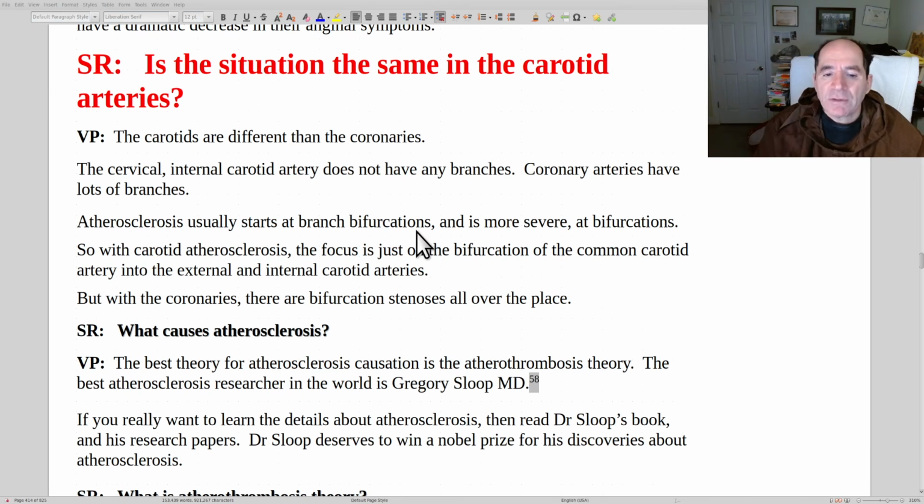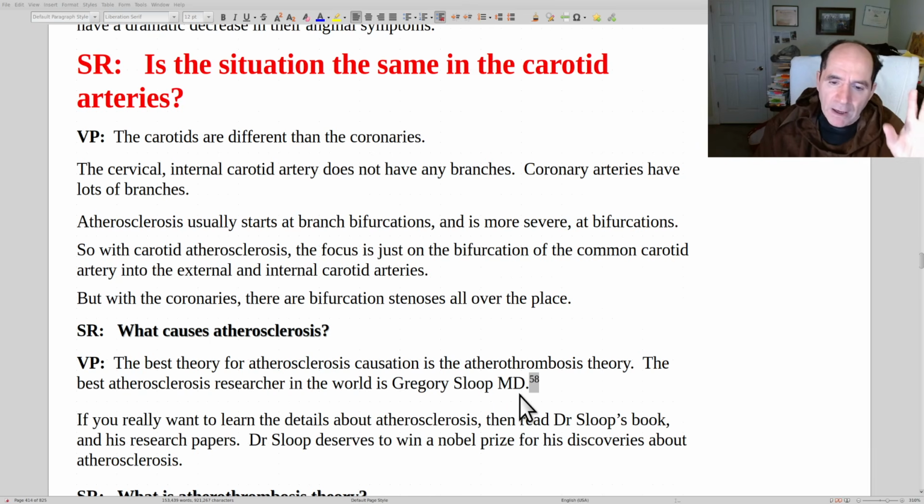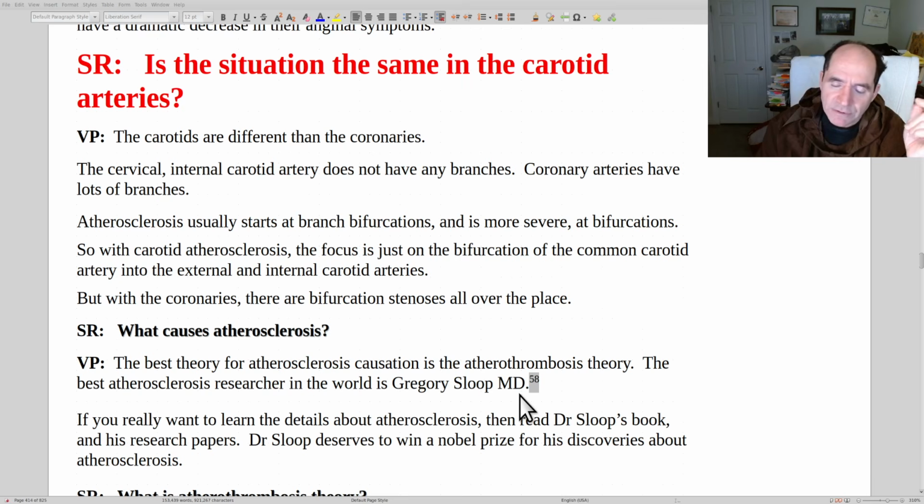Okay, the best atherosclerosis theory out of all of them is called the atherothrombosis theory, and the best atherosclerosis researcher is Gregory Sloop, MD, and he wrote a book about cardiovascular pathophysiology. And I've actually spoken to him. Like I said, he's the best one in the whole world. He comes from a pathology background, which again I think is funny because when I was young, I thought the cardiologist, cardiovascular surgeon, interventional radiologist, and peripheral vascular disease specialists were the best experts on atherosclerosis. But no, it's the pathologist because they look at it under a microscope.